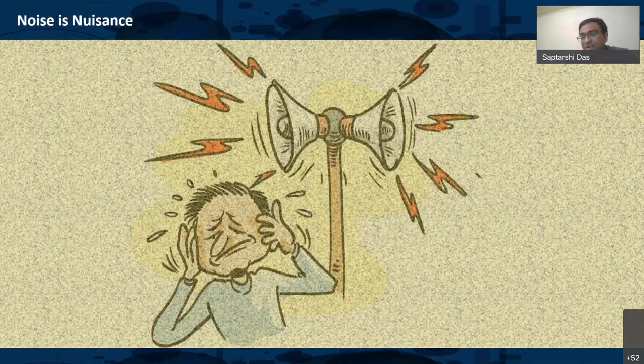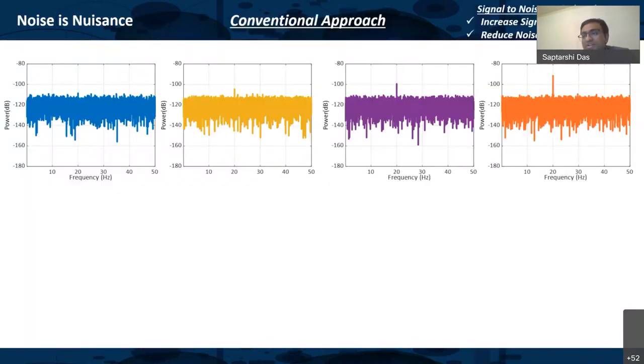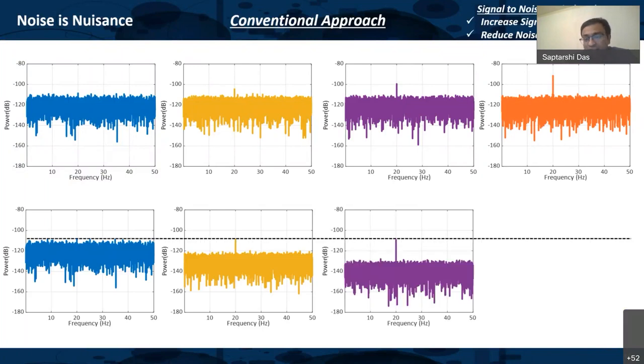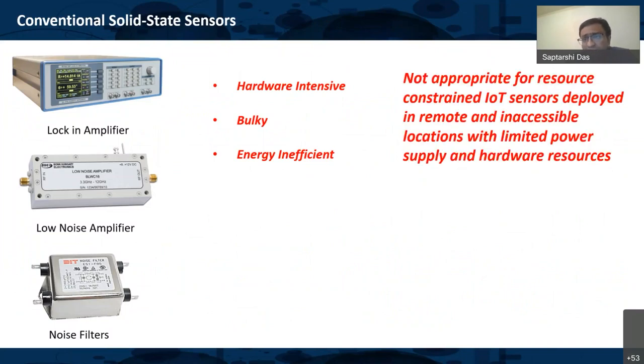Typically, if you are from electrical engineering or, for that matter, any engineering background, you will say that noise is always a nuisance. You always want to get rid of the noise because you have to increase the signal to noise ratio. So either increase the signal strength or you reduce the noise floor. And that's how you can essentially discover a signal, right? And you can really do it by using different types of instruments like lock-in amplifier, low noise amplifier, noise filters. But the problem is they're very hardware intensive, bulky, and energy inefficient. So they're not really appropriate for IoT sensors, which are going to be deployed in remote and inaccessible locations, right?